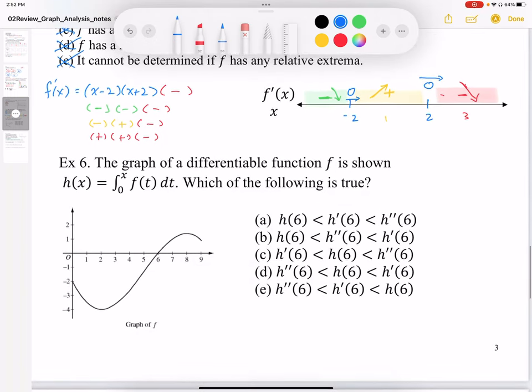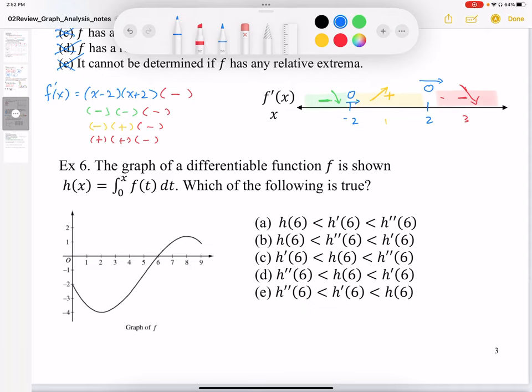In example 6, it says the graph of a differentiable function f is shown. So this is our graph of f, and we want to know something about the function h. So h starts at 0, 0. So at x is 0, our h value is 0, and the h function is defined as the area under the curve of f. So it asks which of the following is true.